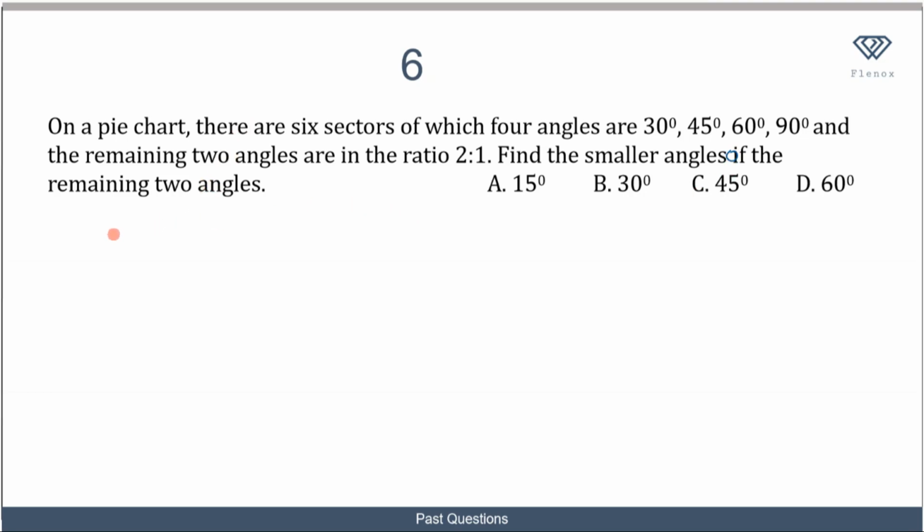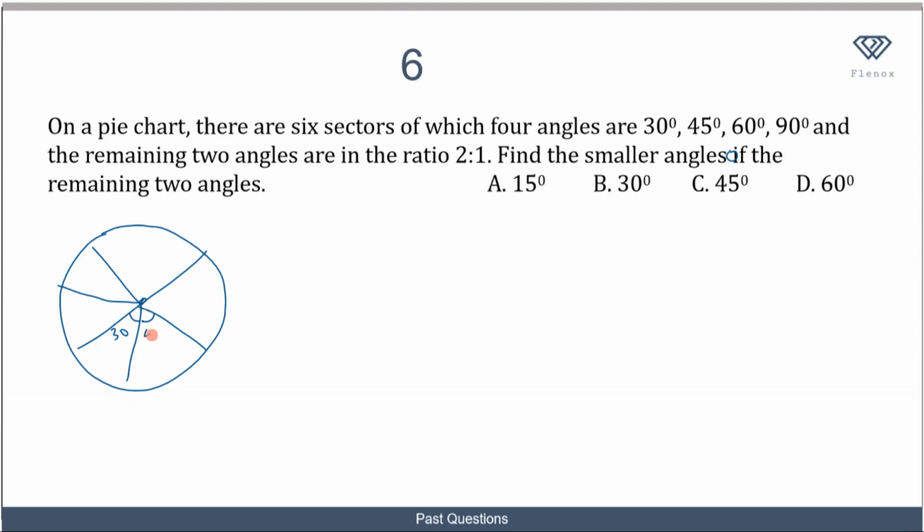So, a quick sketch. We have a pie chart that is divided into 6 sectors. One is 30 degrees. The other is 45 degrees. The other is 60 degrees. The other is 90 degrees. And we don't know the size of the 2 other angles. So let me call the 2 other angles A, and B.